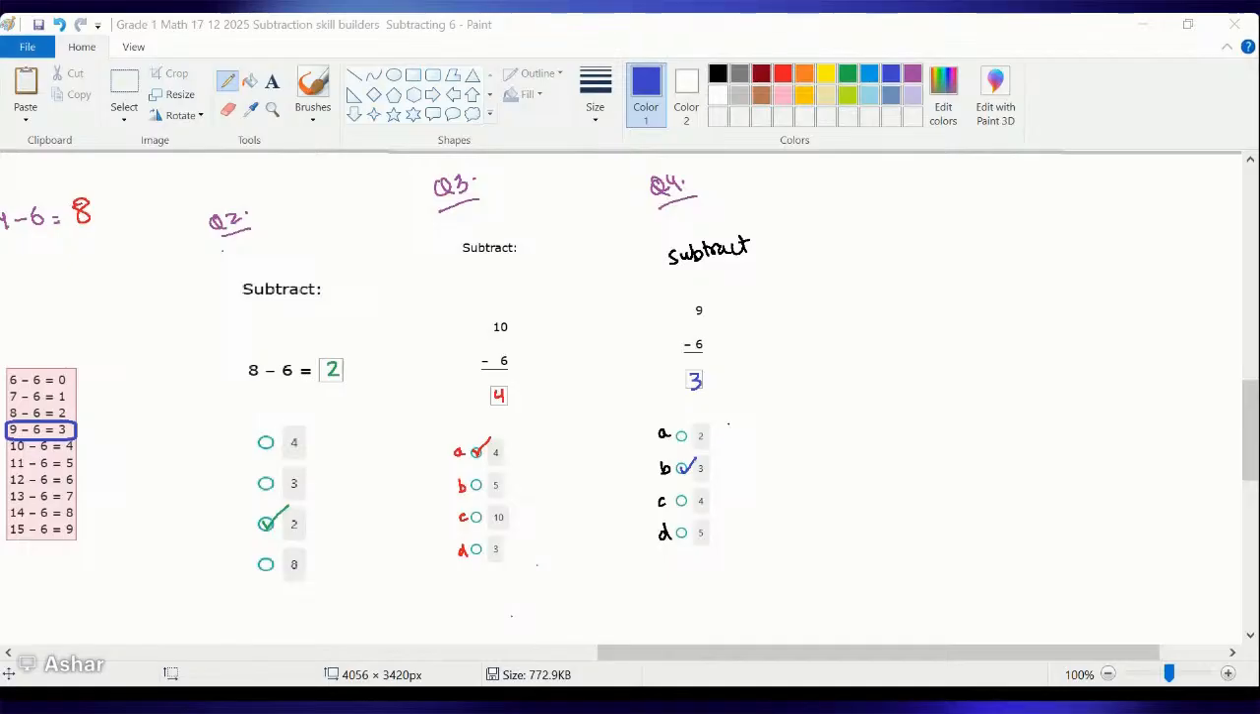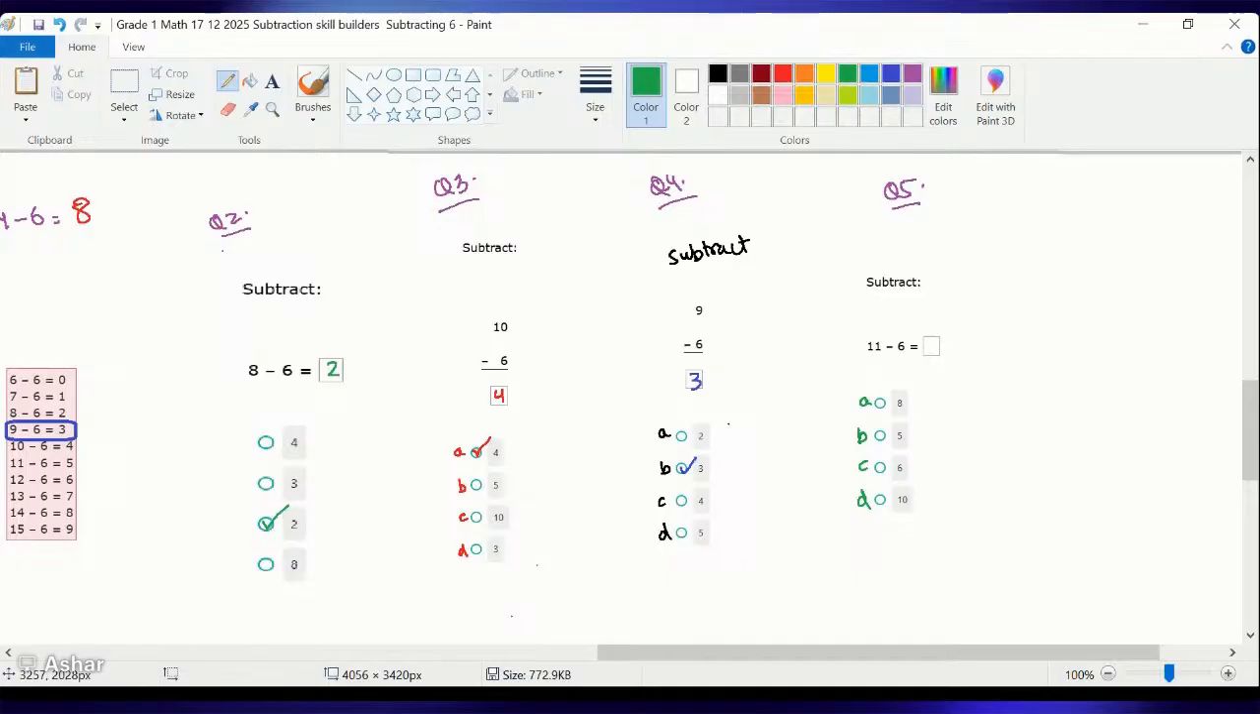Question number 5 states that 11 minus 6. So if we can do 11 minus 6, this is the question. Question number 5, and the options are 8, 5, 6, and 10. Let's highlight the options. This is option A, B, C, and D. These are the 4 options.